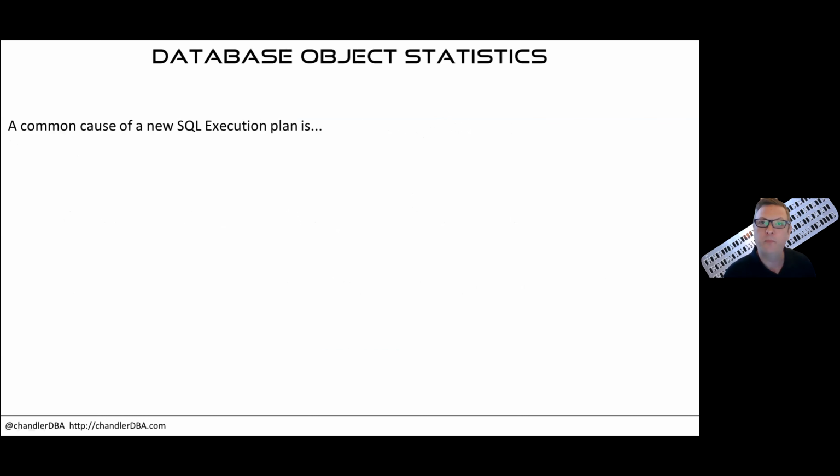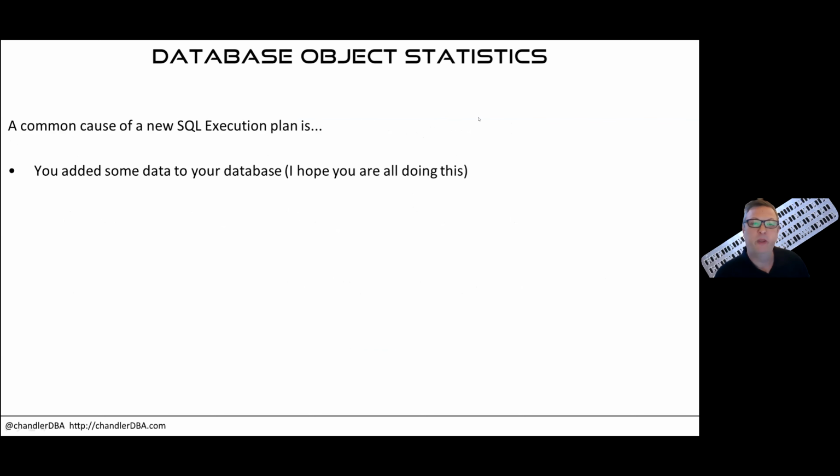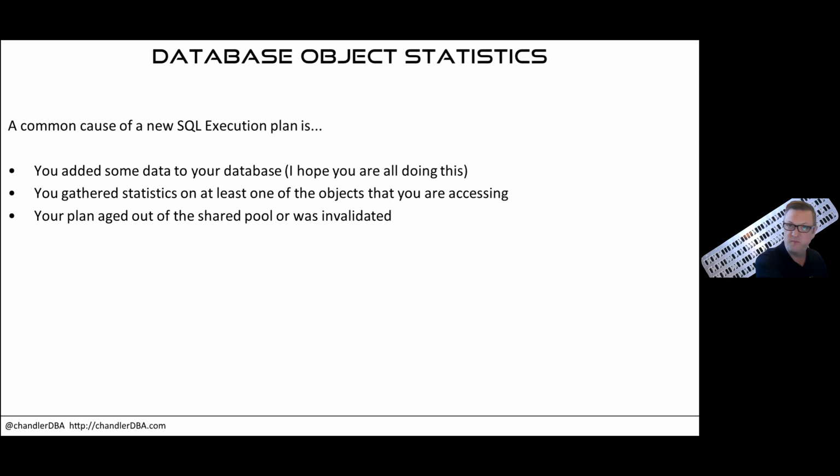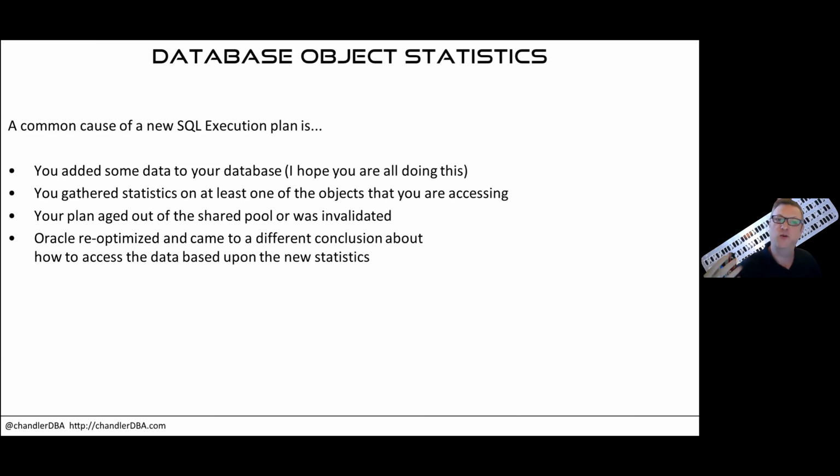So a common cause of new SQL execution plans is you added some data to your database, you gathered statistics on at least one of the objects that you're accessing, your plan aged out of the shared pool or was invalidated, and Oracle re-optimized and came to a different conclusion based upon how to access your data because of the new statistics.